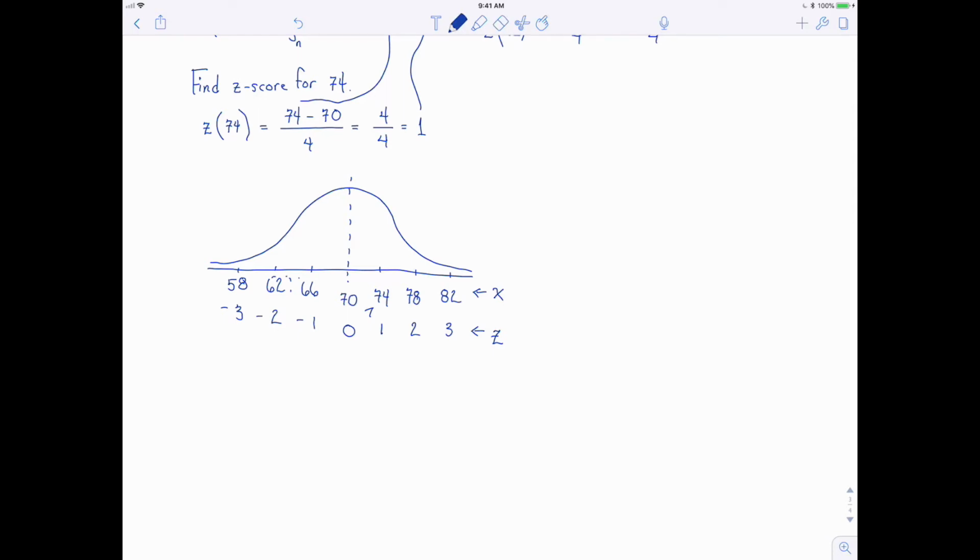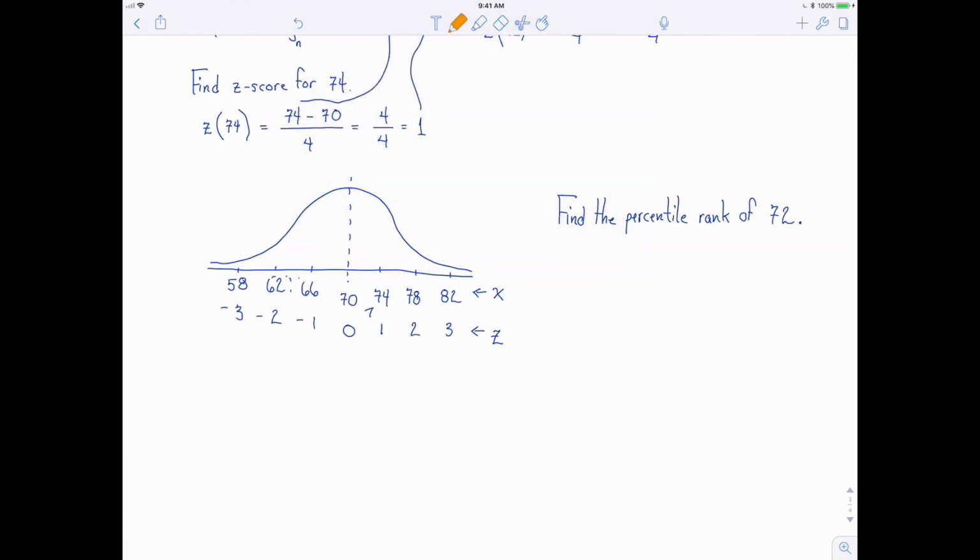So what I'd like to do is find the percentile rank of 72. So find the percentile rank of 72. Now, here's where it gets interesting. So let's do this in another color.